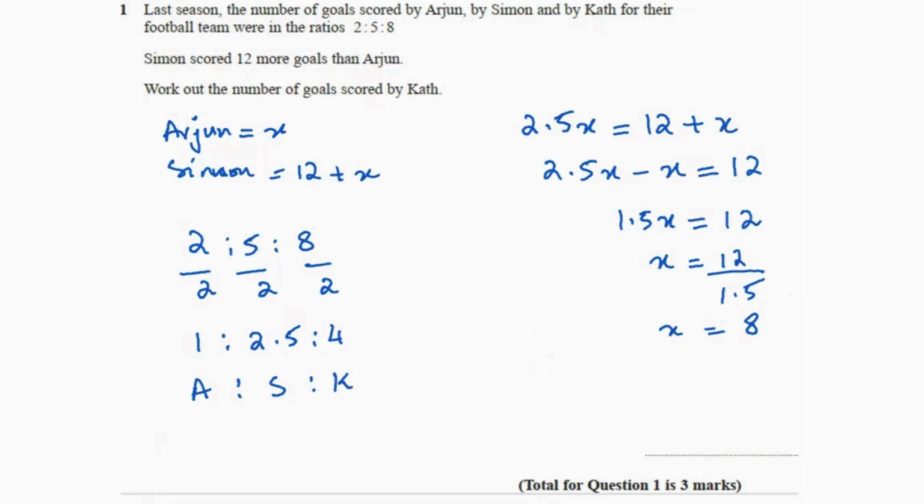So Arjun is scoring 8 goals. Simon is scoring 12 plus 8, which is 20. So for Kath, what we can do is 4 times 8, because for every 1 goal that Arjun scores, Kath scores 4 goals. So 4 times 8, and that's 32. So for Kath, it's going to be 32 goals. And that's your answer.